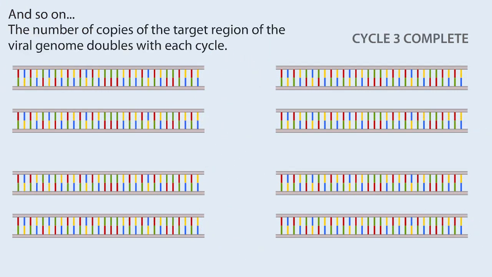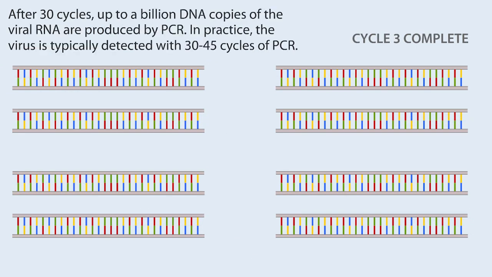The number of copies of the target region of the viral genome doubles with each cycle. After 30 cycles, up to 1 billion DNA copies of the viral RNA are produced by PCR. In practice, the virus is typically detected with 30 to 45 cycles of PCR.